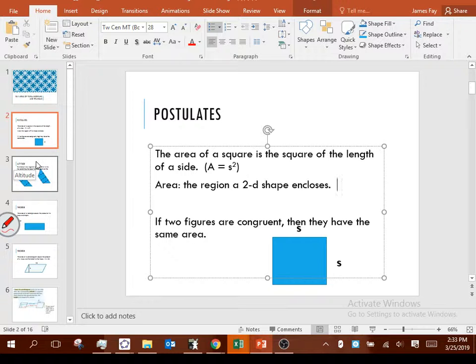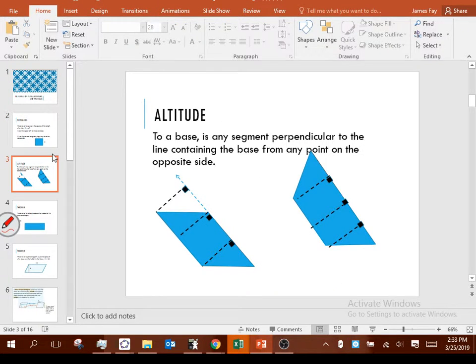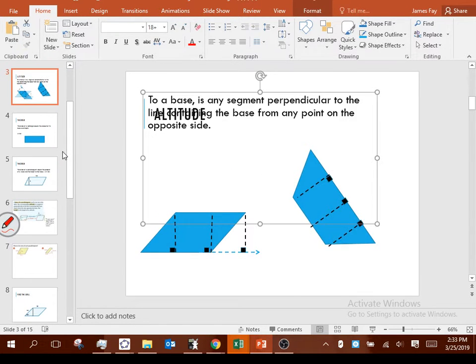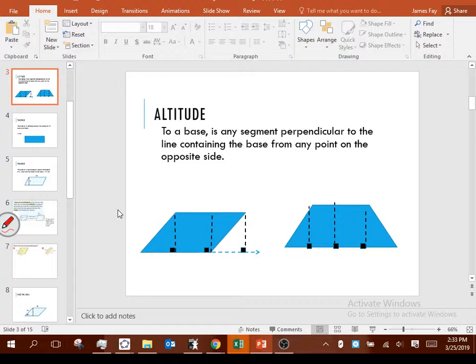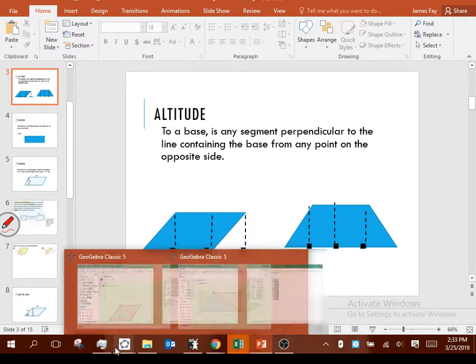Now, there is a segment that is very important for us when we talk about area and the different formulas that we're going to generate today, tomorrow, and the next couple of days. That segment is an altitude. We've talked about this a lot with triangles. Let me show you an altitude of a triangle real quick, to make sure we remember what it is.